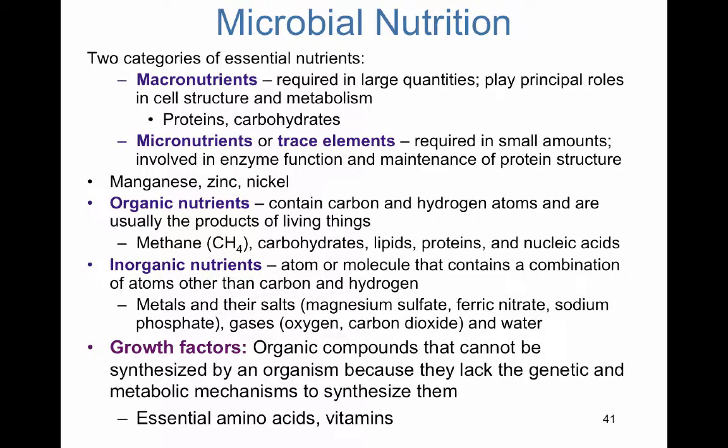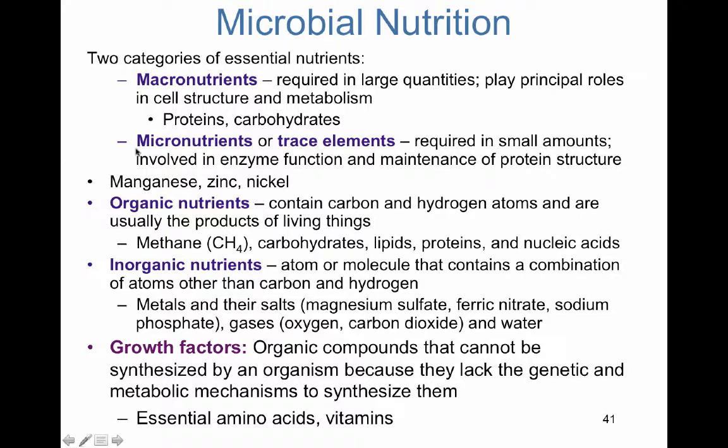So basics with regards to terminology for nutrition. There are two categories here of essential nutrients that all cells require for growth. That would be the macro and the micro. Macronutrients are required in large quantities, and they play critical, integral roles in cell structure and metabolic processes. So these would be the bulk proteins, the bulk carbs.